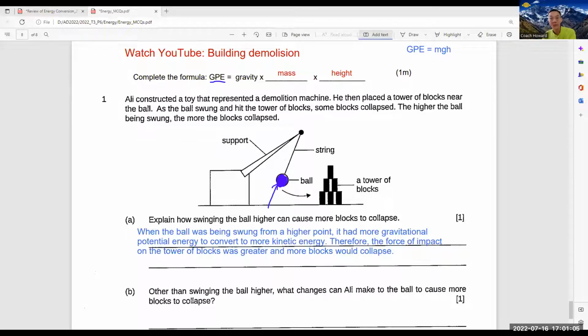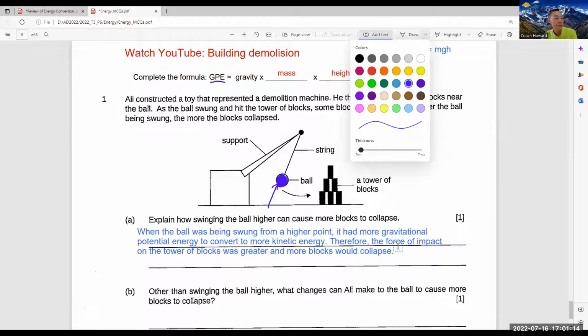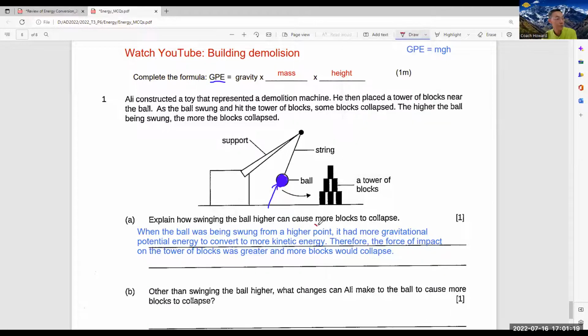Okay. So your answer here, you should say, when the ball was being swung from a higher point, it had more gravitational potential energy. So the examiner will mark for this point: higher point will lead to more, you must have this word, more gravitational potential energy, which will be converted to more kinetic energy. So these are the keywords. Okay, therefore, the force of impact, this word, was greater.